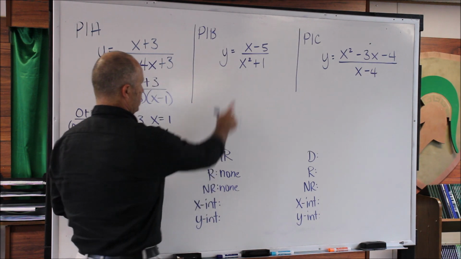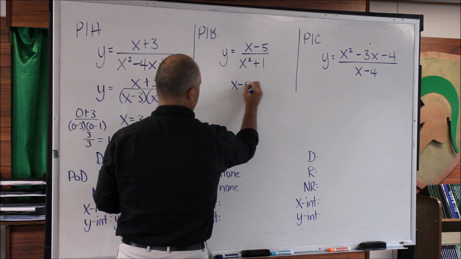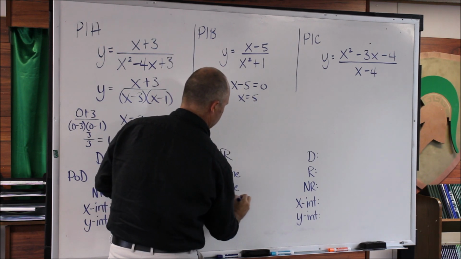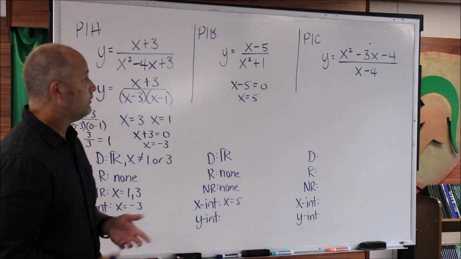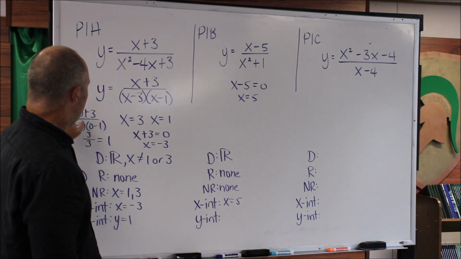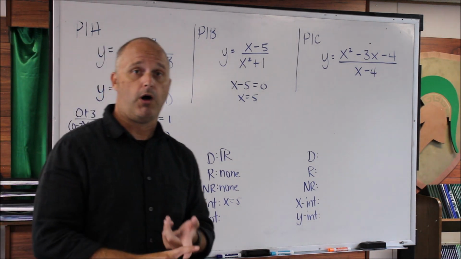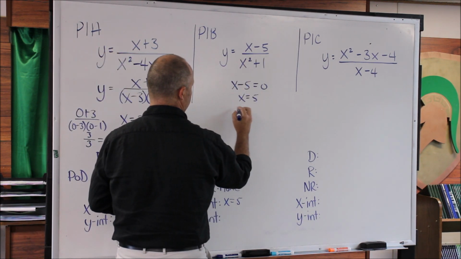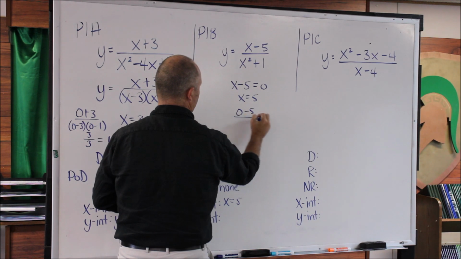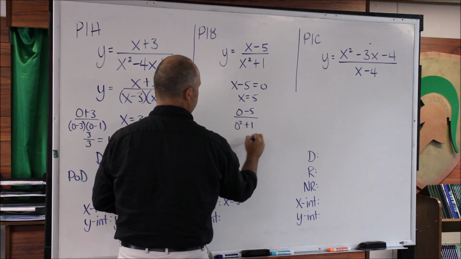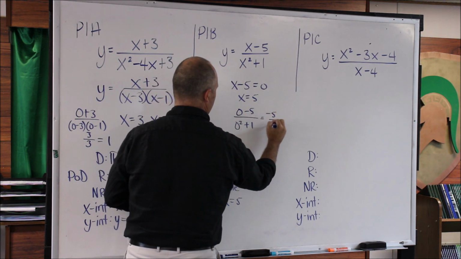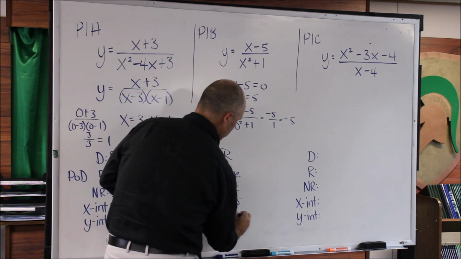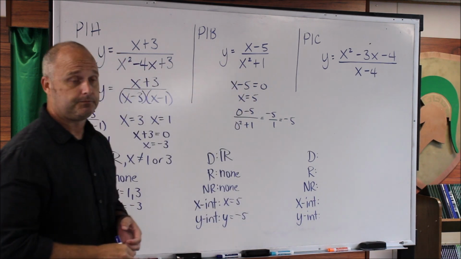Then for x-intercepts, we're going to take that x minus 5 and set it equal to 0. So x is equal to 5, and so we get an x-intercept that is equal to 5. The y-intercept, same as we did over here. We know that the y-intercept is the value of y when x is equal to 0. So we're going to plug in 0 for all of our x's. So 0 minus 5 over 0 squared plus 1. And we get negative 5 over 1, or negative 5. So our y-intercept is at y equals negative 5.